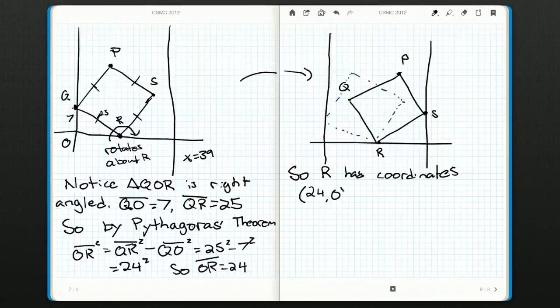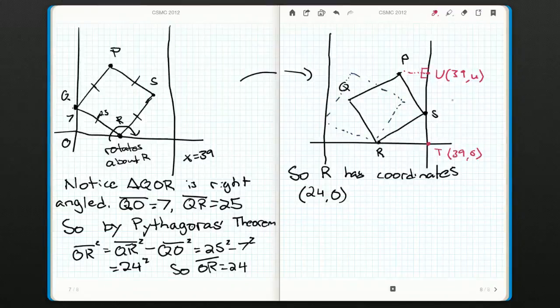But we don't really care about R. That's sort of a stepping stone. What we want is P. We want P up here. So how can we get P? Well, I think the best way to do it would be to label some new points. We'll have T over here. He's at 39, 0. And let's drop a perpendicular down here. And we'll call this point U. And he'll be at 39, U.